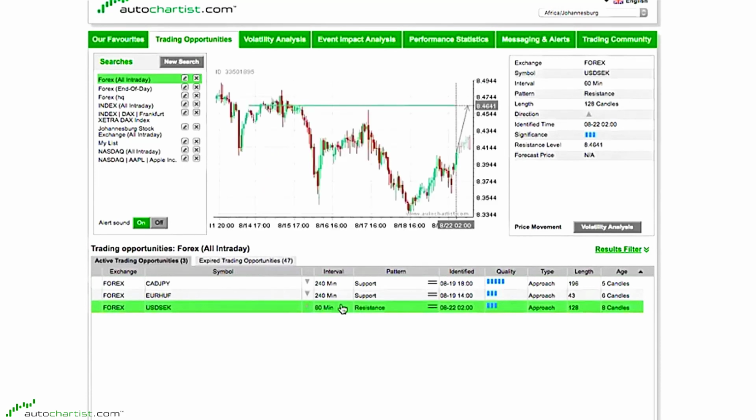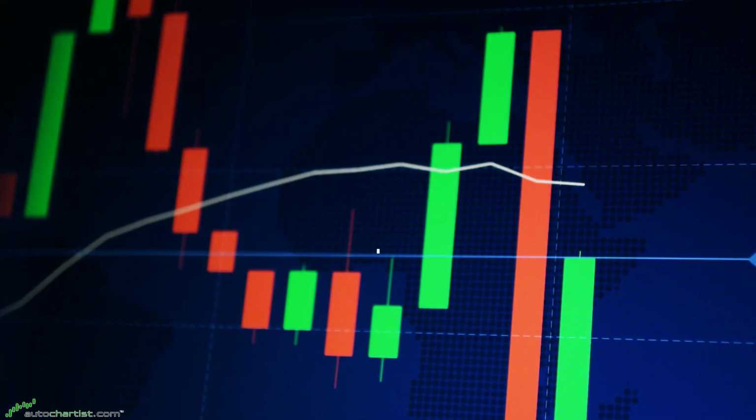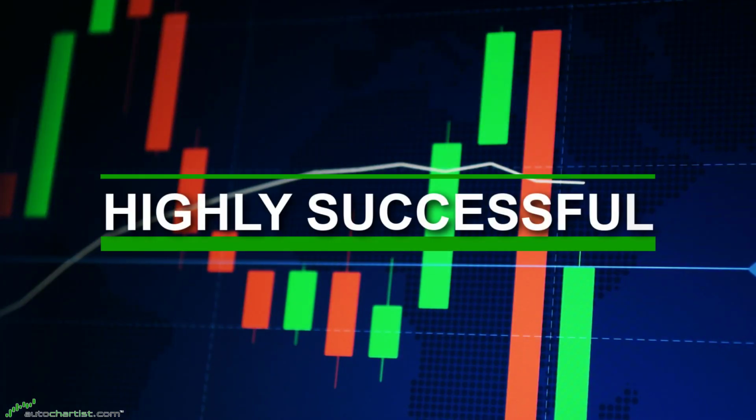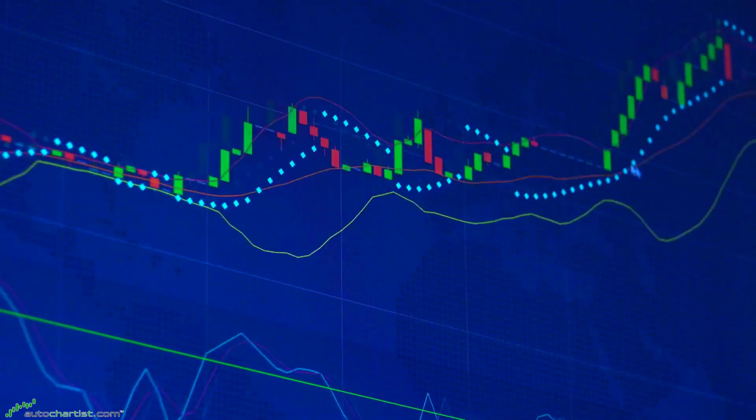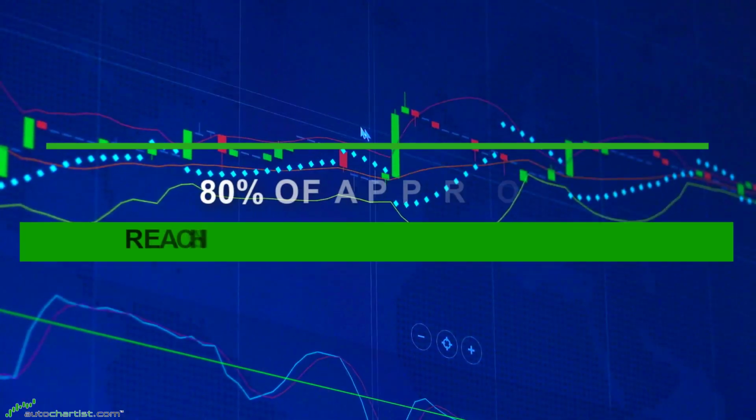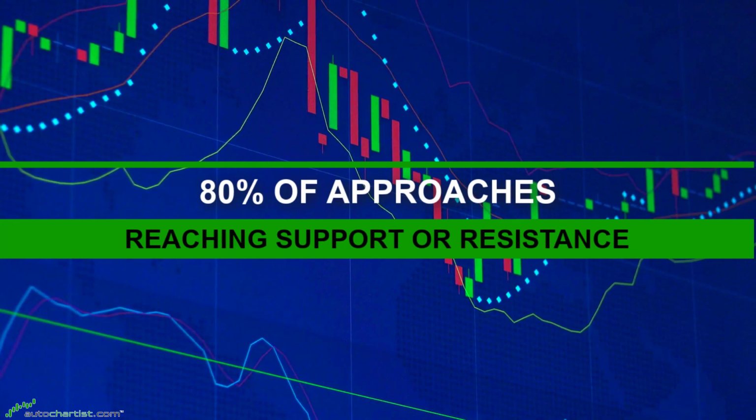We have decided not to call key level approaches emerging patterns, because they are fully fledged trading opportunities on their own. There are no additional requirements that are needed for them to be tradable, like with chart patterns that should ideally be trending or Fibonacci that has to reach support or resistance. These key level patterns can be traded straight away, and they are highly successful, with some of the best performing statistics, some 80% of approaches reaching support or resistance.